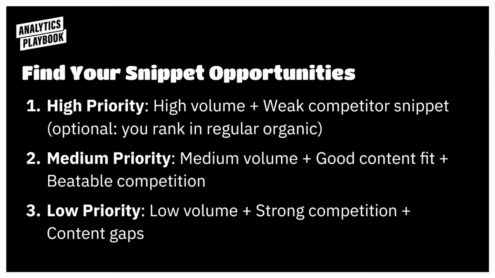So for example, when I'm thinking about my highest priority pieces for keywords, I'm thinking about the ones that have high volume and weak competitor snippets. And optionally, if you're already there, maybe you're showing up in like the 5 to 10 spot, for example. Great. That's my number one opportunity, to make that extra push to get showing up in those AI overviews.